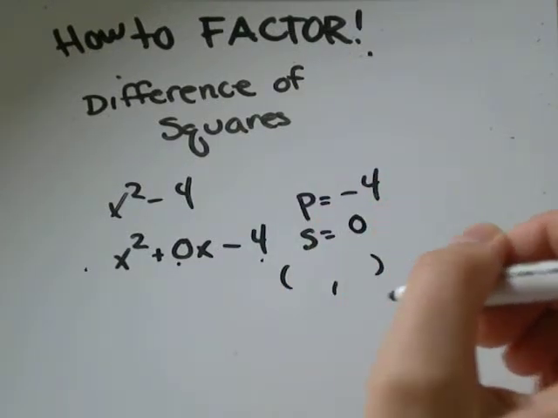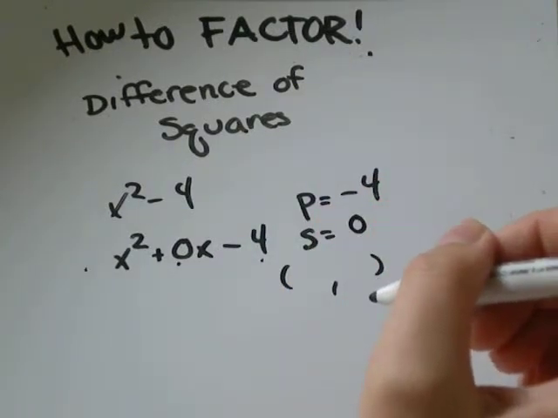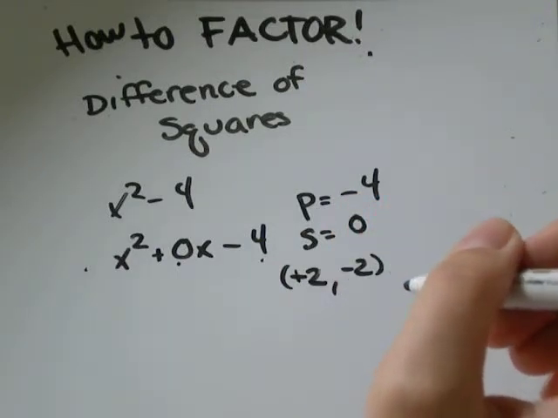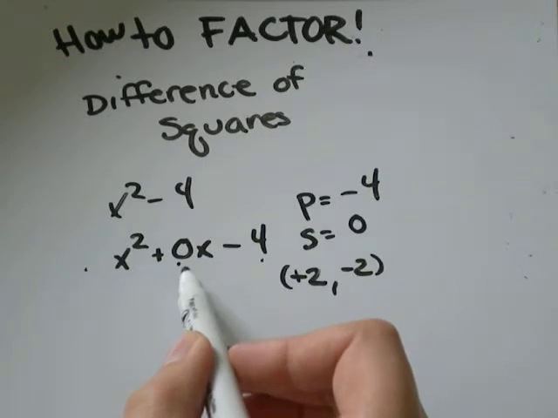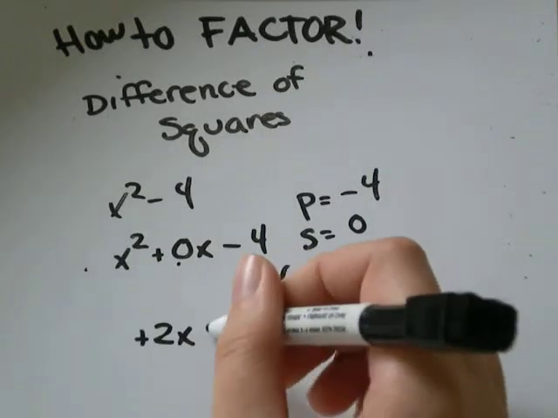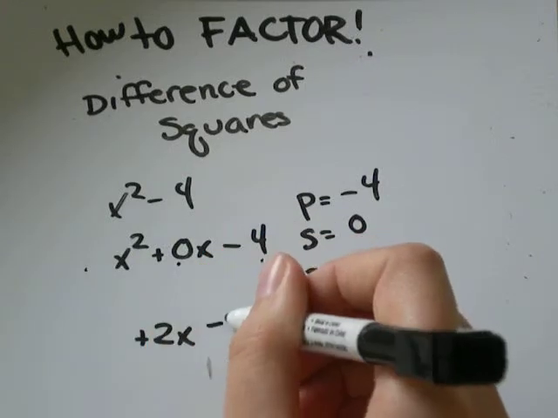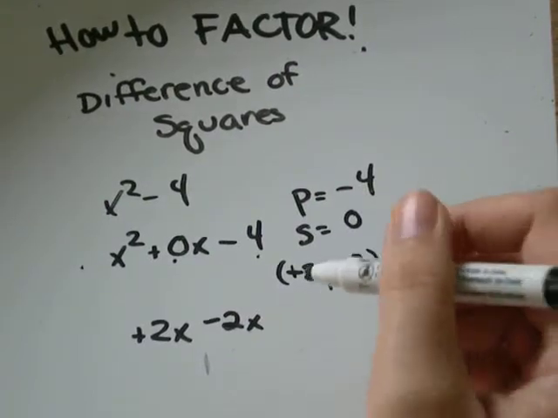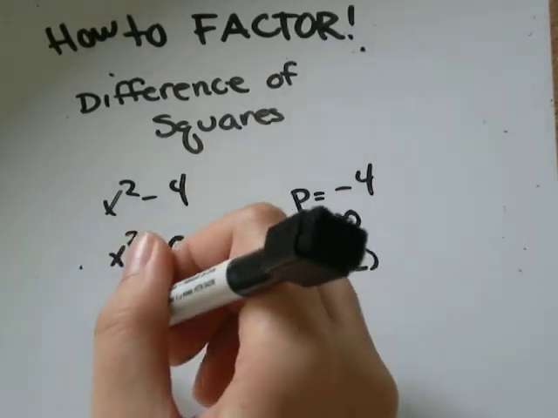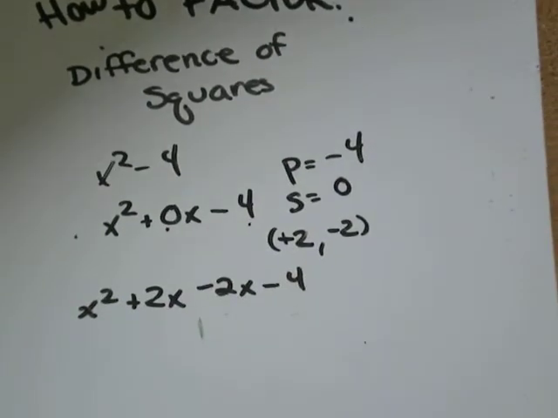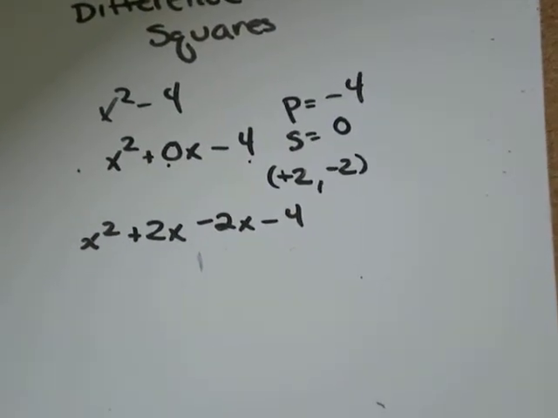What two numbers multiply to negative 4 and add to 0? Positive 2 and negative 2. So instead of writing down 0x again, I'll say that plus 2x minus 2x is the same thing as 0x. My negative 4 and my x squared, I don't have to change those at all, which is good.